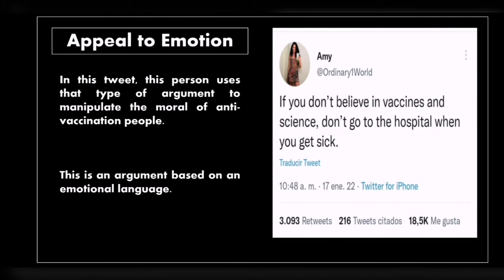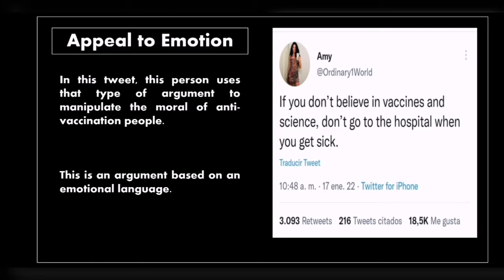Appeal to emotion. An appeal to emotion fallacy is when a person gives an argument based on the manipulation of emotions more than on real facts in order to persuade other people. This is another tweet from a person called Amy about people who are against vaccination. I put it as an example because it had so many likes and comments. The tweet says, "If you don't believe in vaccines and science, don't go to the hospital when you get sick."